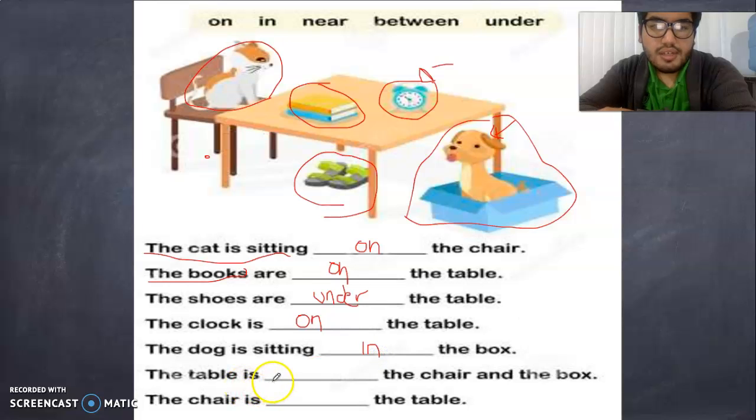And the table is, what is the table? The chair and the box. We have the chair here and the box here. So the table will be between the chair and the box. So the chair is near, right? Cerca, near the table.